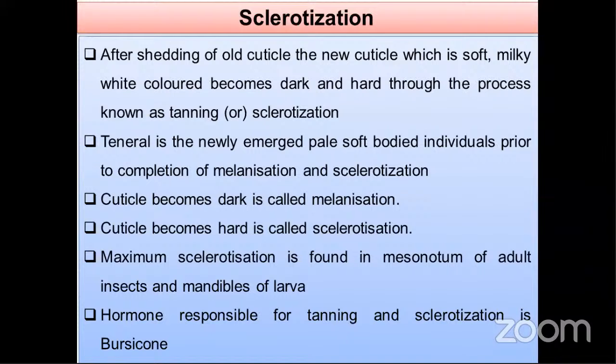In the thorax, there are the prothorax, mesothorax, and metathorax. The dorsal surface we call the notum. There are the tergum, sternum, and pleura. So mesonotum means the mesothorax, and at that region maximum sclerotization is found. Likewise in the mandibles of the larva. Among the mouth parts, there are the labrum, labium, and mandibles. These mandibles also have maximum sclerotization. The hormone responsible for tanning and sclerotization is Bursicon hormone.